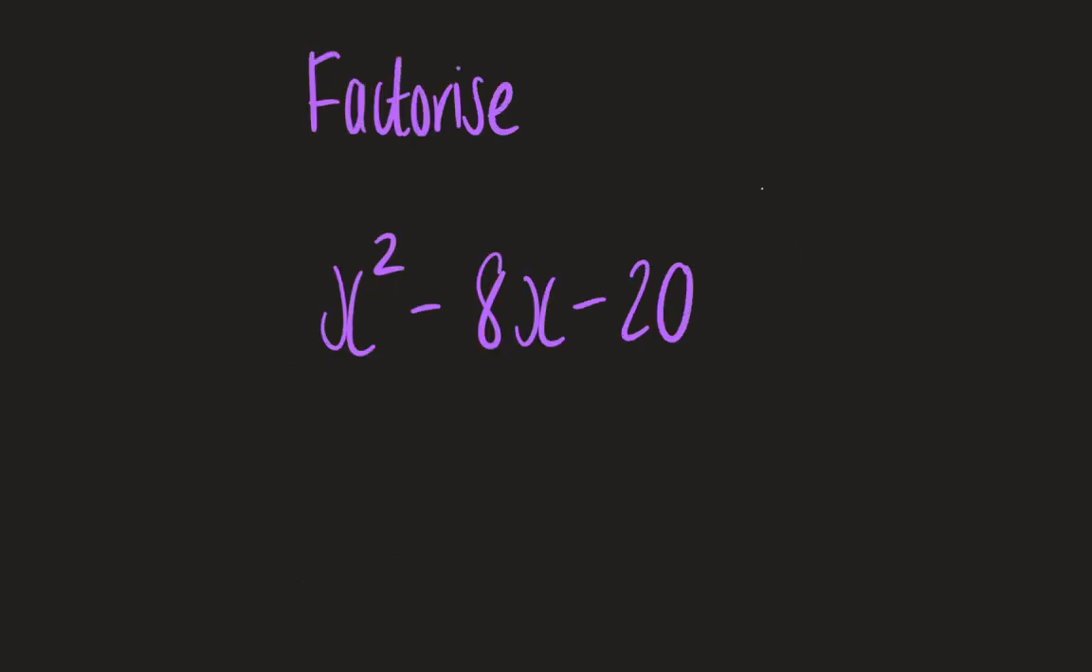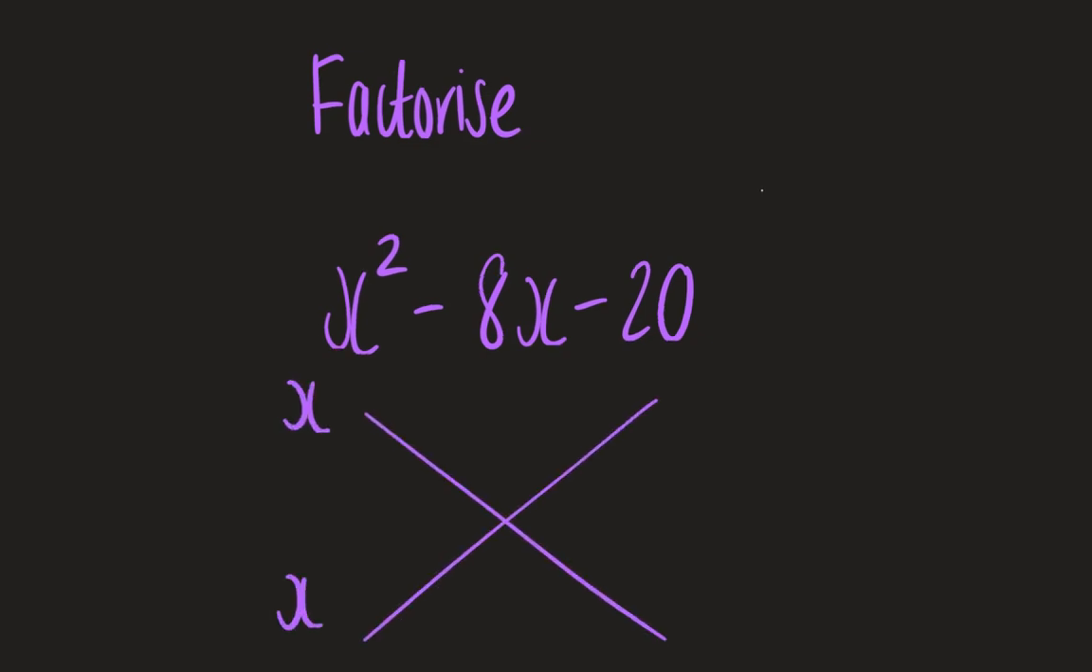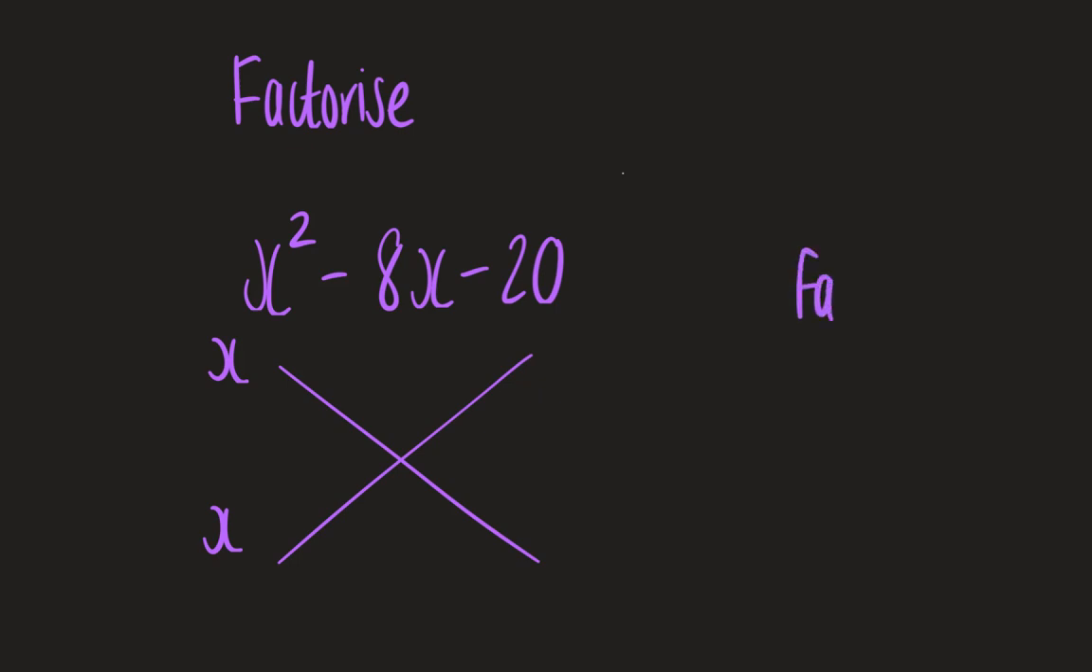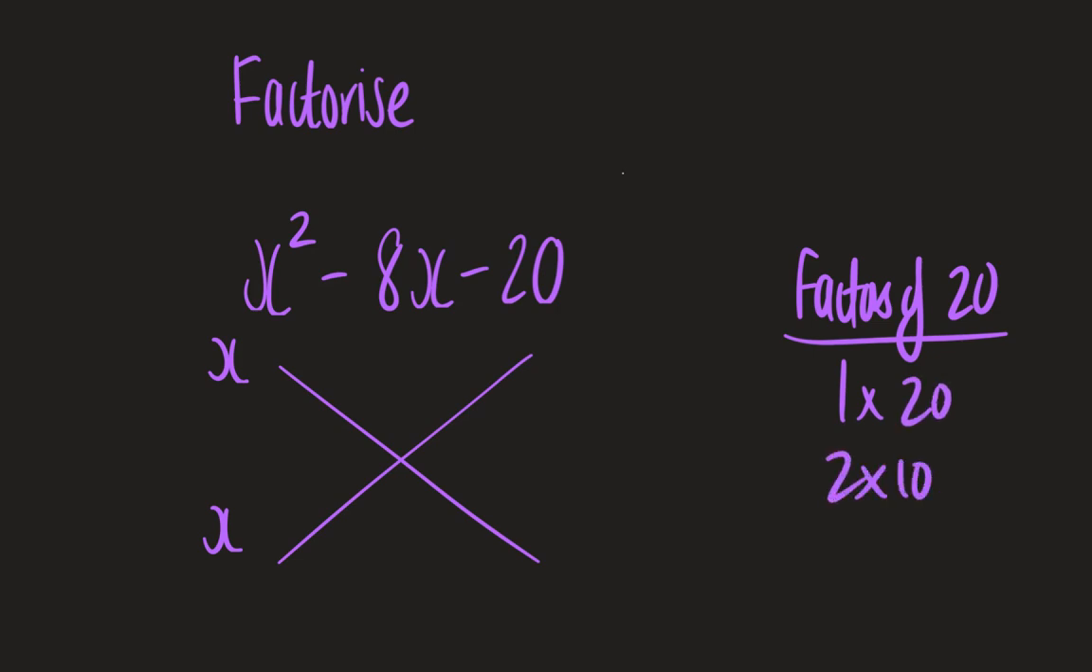Okay, this is the final type we're going to look at. Same steps as before, cross, x, x, factors of 20. What have we got? 1 times 20, 2 times 10, 3 doesn't divide in, 4 times 5, and I think that's all of them. Now, let's have a look here. We've got two numbers that multiply to give me a negative and add to give me a negative. Because they multiply to give me a negative, I know I'm going to have a negative times a positive, and they add together to give me negative 8.